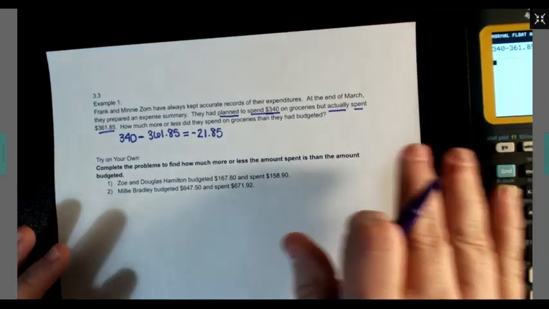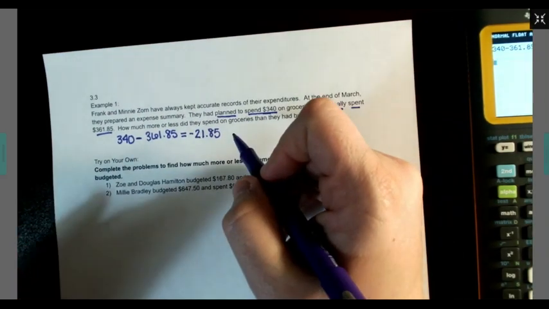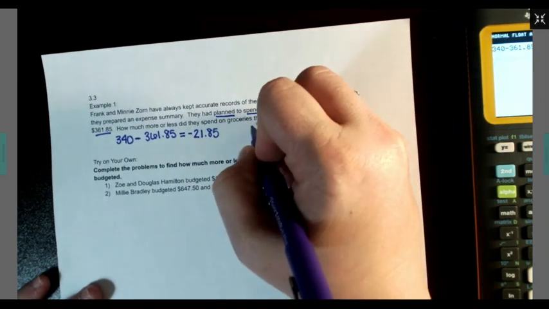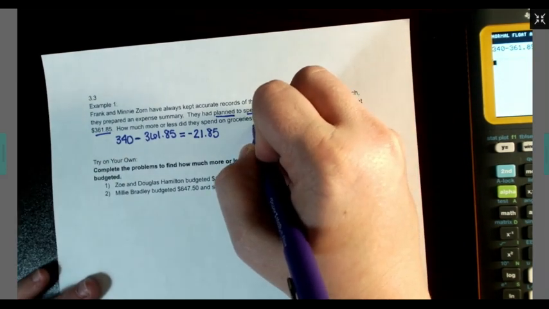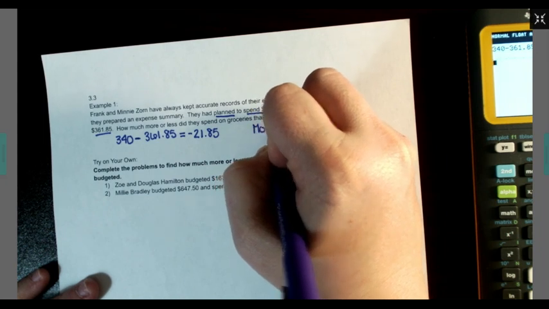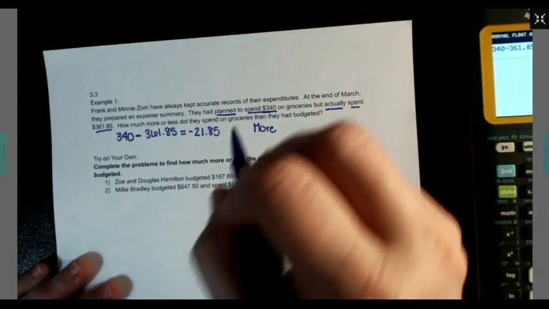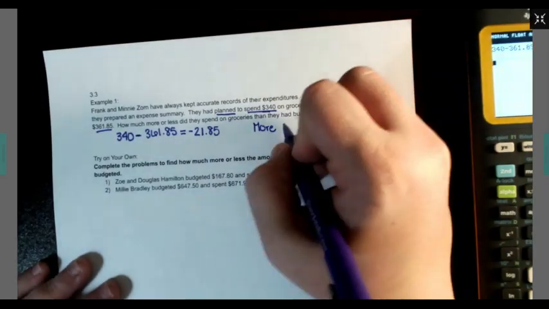So let's talk about what that means. Because the number is negative, that means we spent over our amount. So we spent more than we budgeted. How much more did we spend? $21.85.